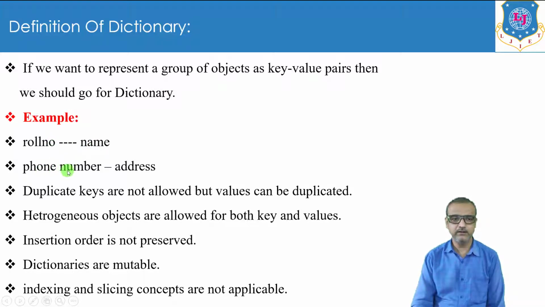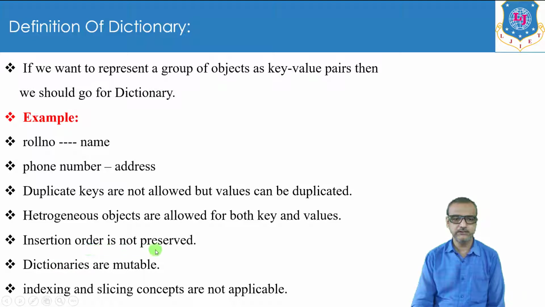Similarly, we have another key value pair, that is phone number address. This is how we can define key value pairs. Duplicate keys are not allowed, but values can be duplicated. Heterogeneous objects are allowed for both key and values. It means we can assign numbers as well as strings in key and values.